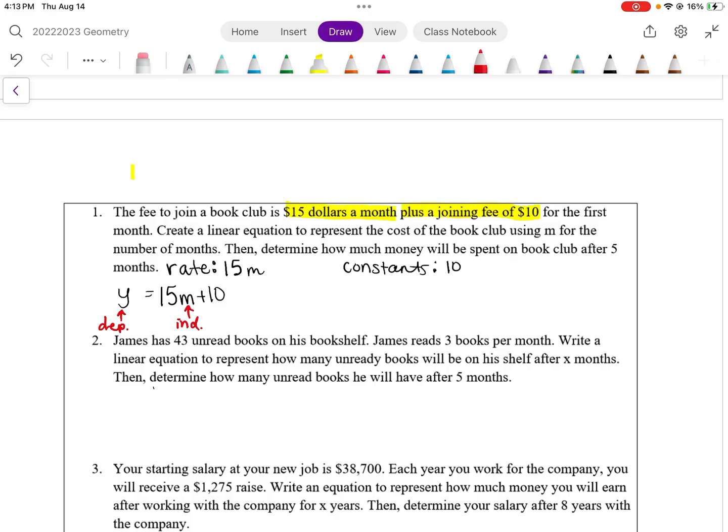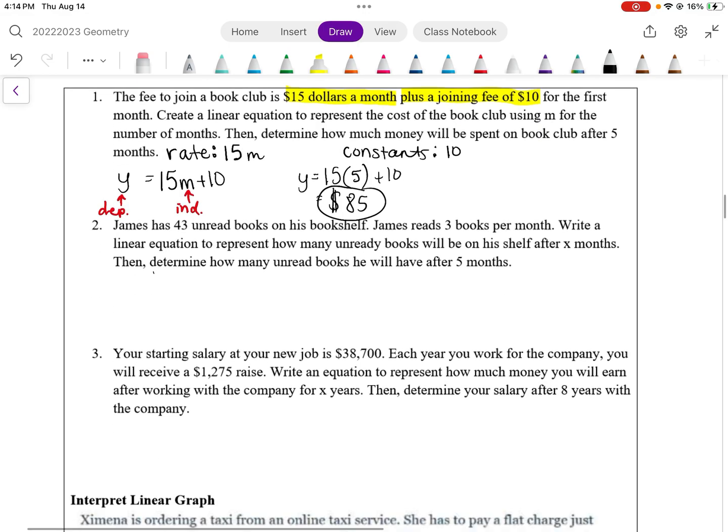So let's take our equation and let's determine how much money we will spend on book club after 5 months. So what we're going to do is take 5 and plug it in for the number of months. So 15 times 5 plus the $10. I have $15 for every month plus the 10 starting out. So what is 15 times 5? That should give us 75 plus the $10 fee. It's going to be $85. So y equals $85, that's my cost.